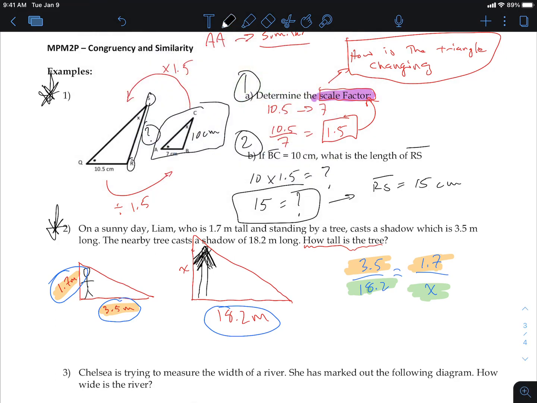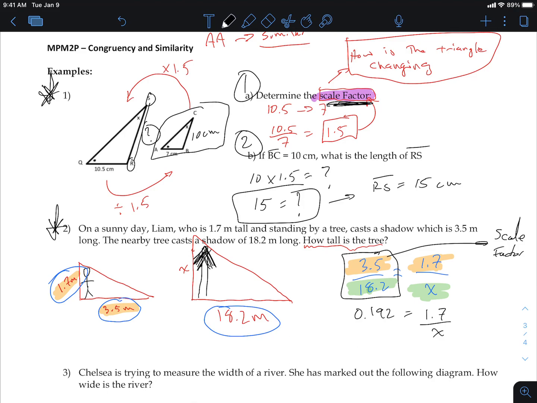So what you're going to find is, I can do the math on this. I can type that in my calculator and get a number. That number is what we did up here. We call this a scale factor. This is where it comes from. So let's type that in: 3.5 divided by 18.2. We get 0.192, which is equal to 1.7 over x. You just got to solve for x here.